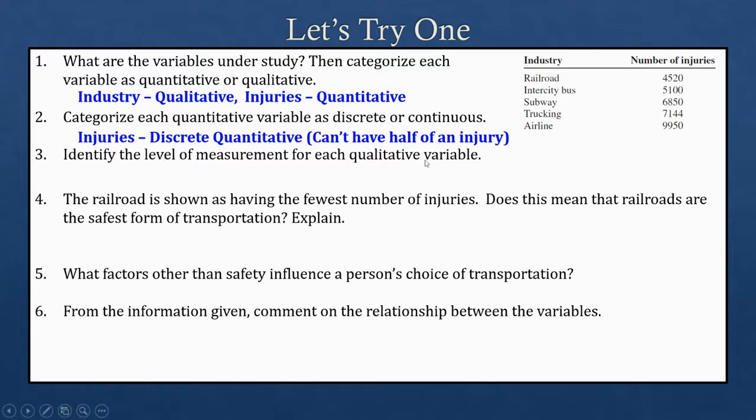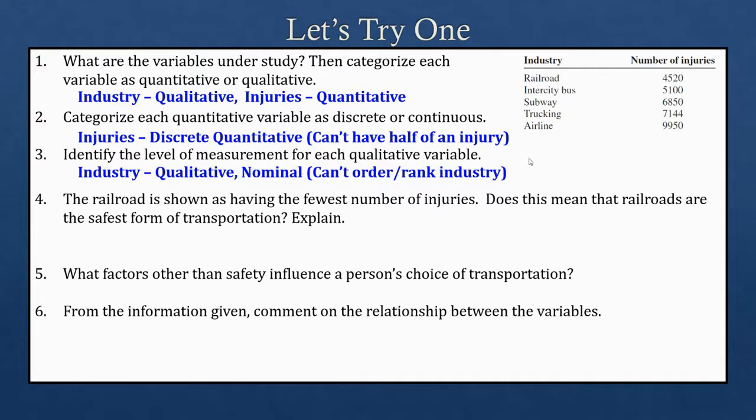All right, now for our qualitative variable, industry, we want to think about the level of measurement. That means, is it nominal or ordinal? Remember, can I order these categories, not based off of a pairing with another variable? Just looking at the names of these categories, is there any kind of natural order or sequence that they belong to? In this case, with industry, there is no order. So this is just a nominal level of measurement. You can't rank or order the industry on its own. If we paired it with the number of injuries, then that's a different situation. That's not what we're doing here.